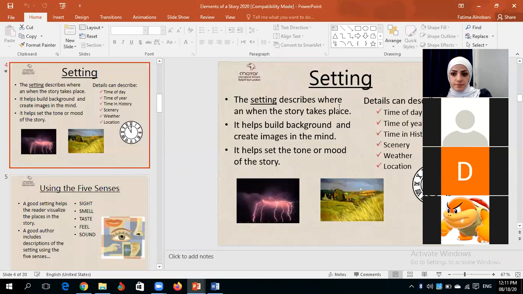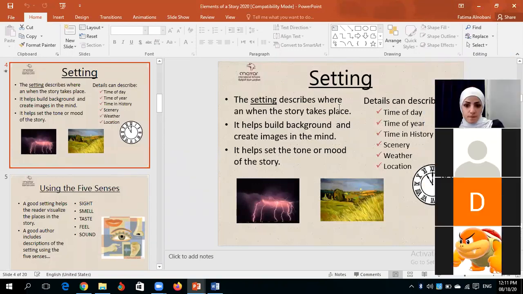Setting. The setting describes where and when the story takes place. It helps build background and creates images in the mind. It helps set the tone or mood of the story. So details can describe what? Time of day, time of year, time in history, scenery, weather, location.